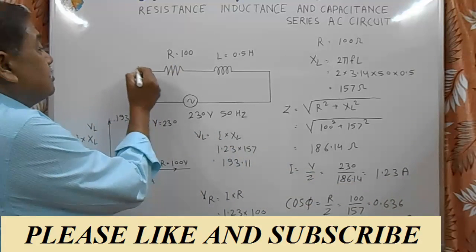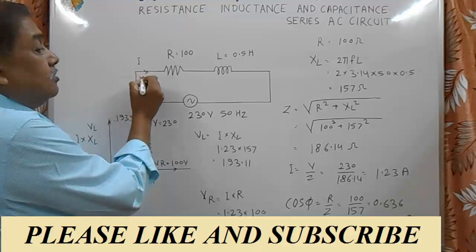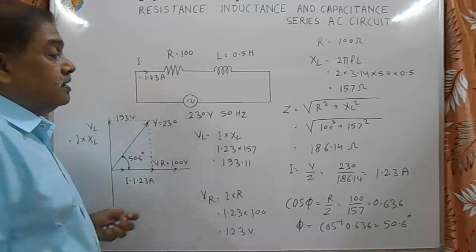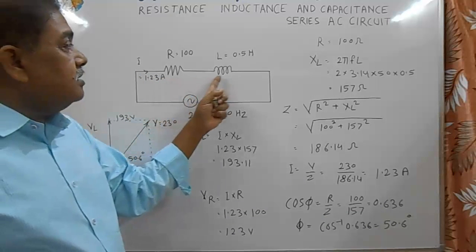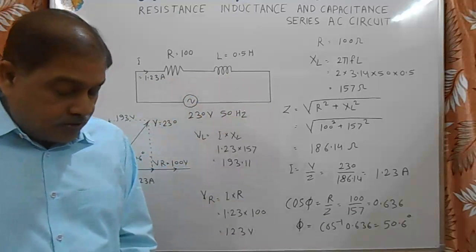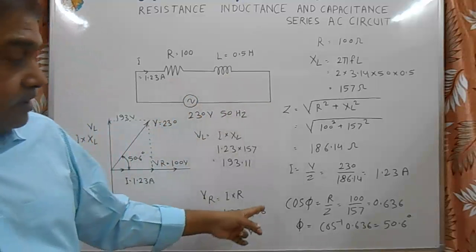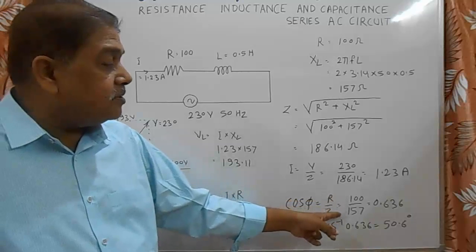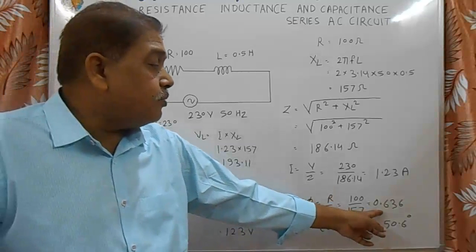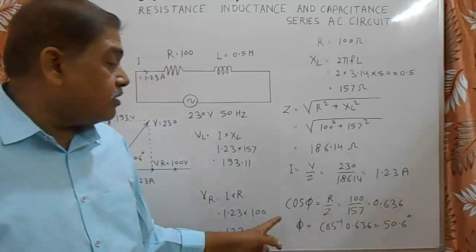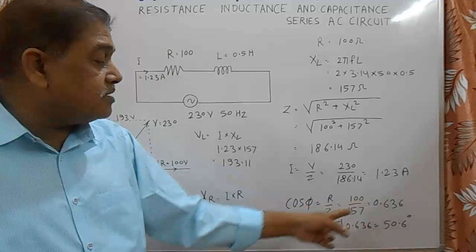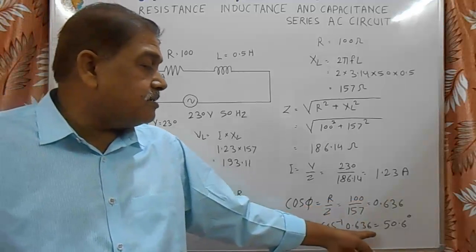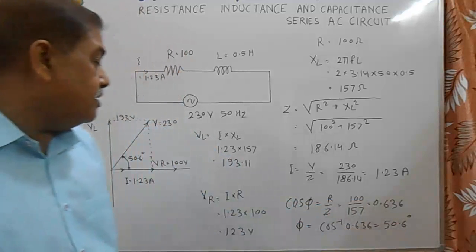This current I is equal to 1.23 ampere. This current flows through the resistance and inductance simultaneously. So in case of AC circuit, cos phi is equal to R by Z is equal to 100 by 157 is equal to 0.636. So cos phi is equal to 0.636, therefore phi angle is equal to cos inverse 0.636 is equal to 50.6 degree.